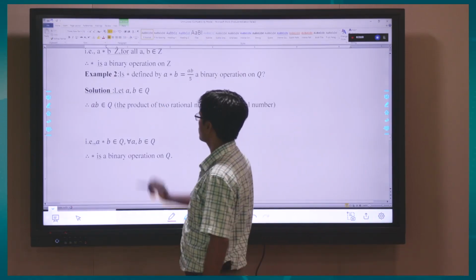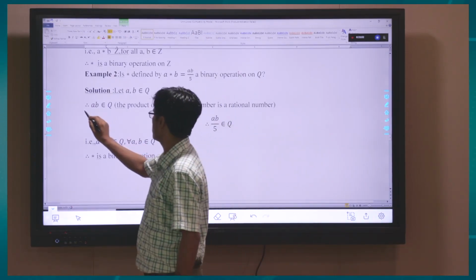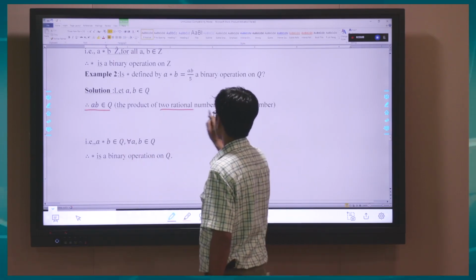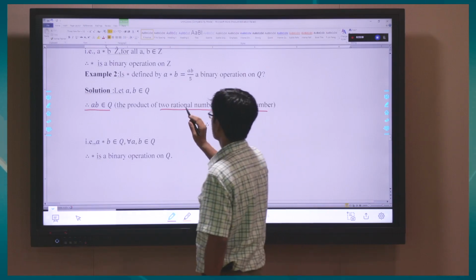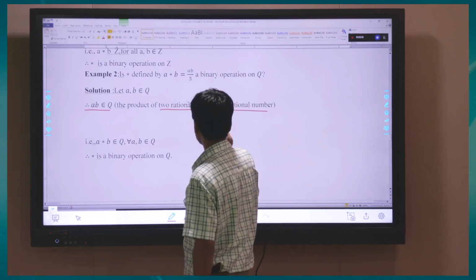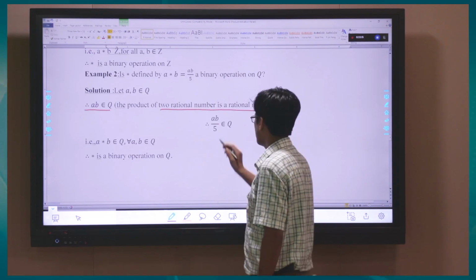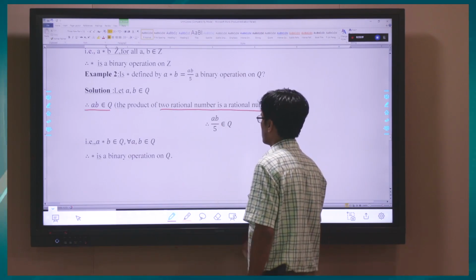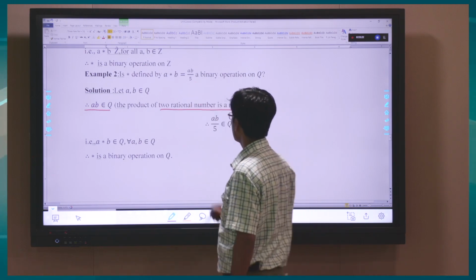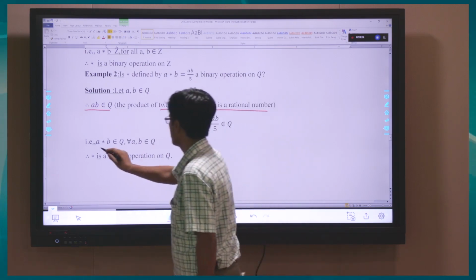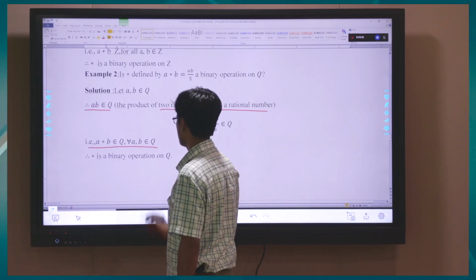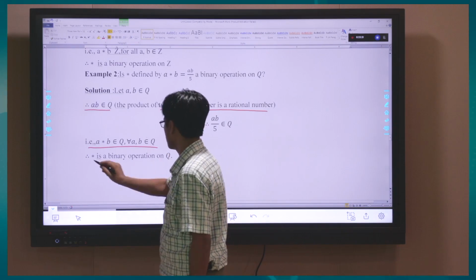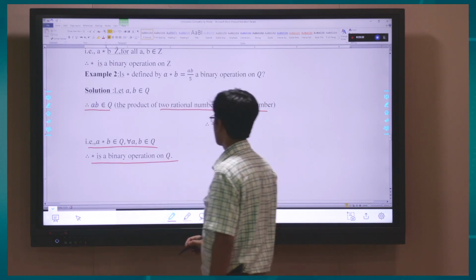Since A, B belong to Q, obviously their multiplication also belongs to Q. The product of any two rational numbers is also a rational number. And AB by 5 also belongs to Q, the set of rational numbers. So here A star B is equal to AB by 5. Therefore, obviously A star B belongs to Q for any elements A, B belonging to Q. So star is a binary operation on Q.